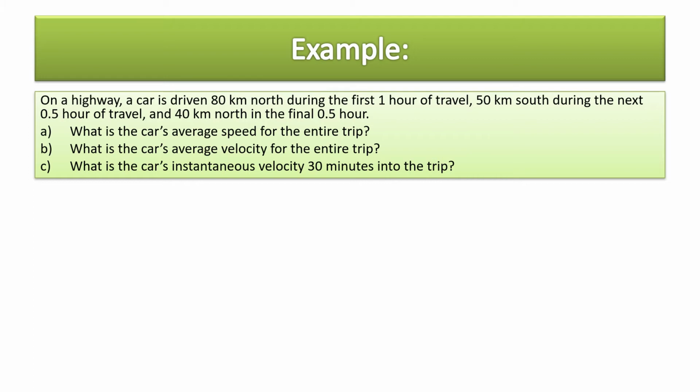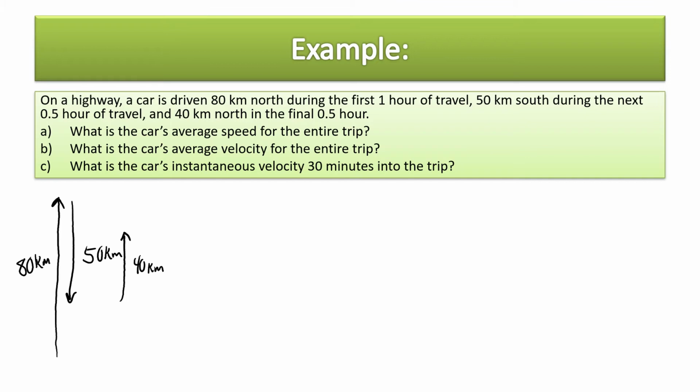Now we can do an example here. It says, on a highway, a car is driven 80 kilometers north during the first hour of travel. So you could even make yourself a nice vector diagram. 80 kilometers north, and that takes 1 hour. Then 50 kilometers south, during the next half hour of travel, and then 40 kilometers north in the final half hour.